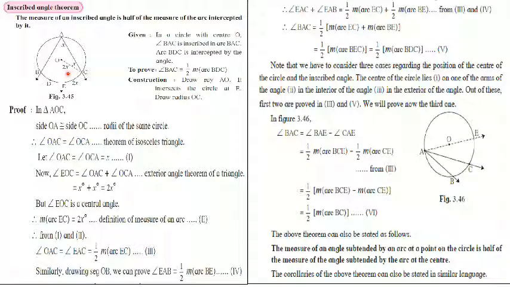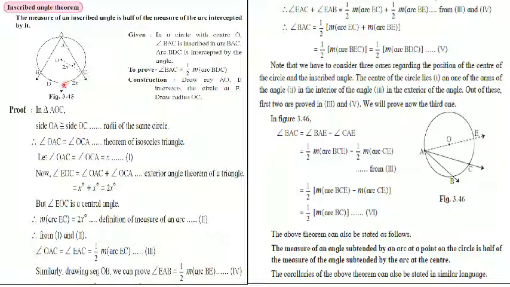The measure of an exterior angle is equal to the sum of its remote interior angles. EOC is the exterior angle of the triangle. The same is the measure of arc EC, which is 2x degrees by the definition of the measure of an arc. EOC is a central angle, the angle made at the center. Its measure is equal to the measure of its corresponding arc. So angle EOC is 2x degrees and arc EC is 2x degrees. Now angle OAC is x degrees. Angle EAC is also half the measure of arc EC.